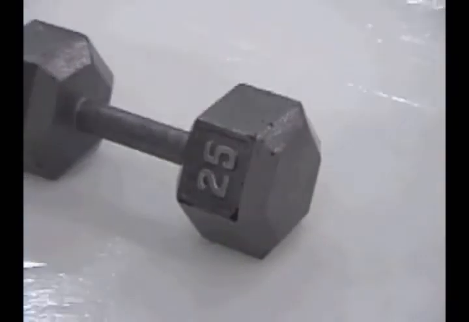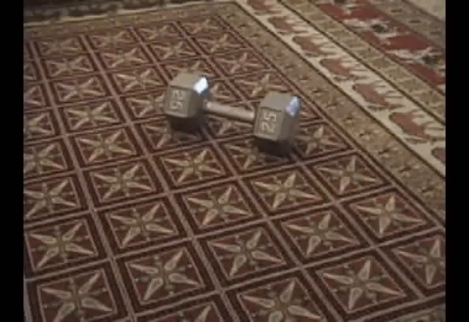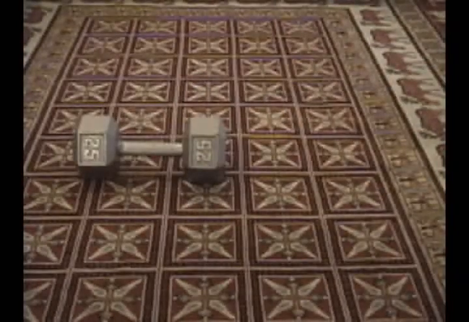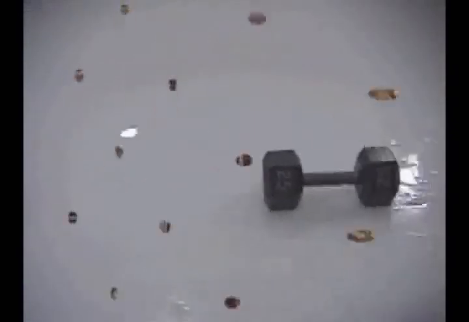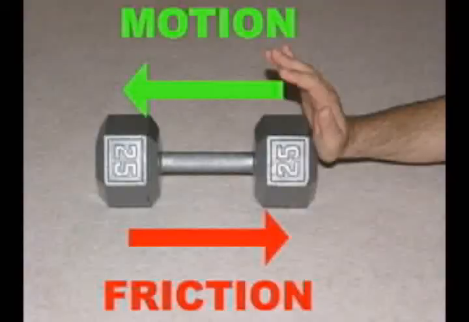Pushing a 25-pound weight on ice is easy, but pushing that same 25-pound weight on a rougher surface, like carpet, is more difficult. This is because the friction between the weight and ice is much less than the friction between the weight and the carpet. Remember, friction acts in the opposite direction of motion. Whenever an object is moving in one direction, friction is acting in the opposite direction.